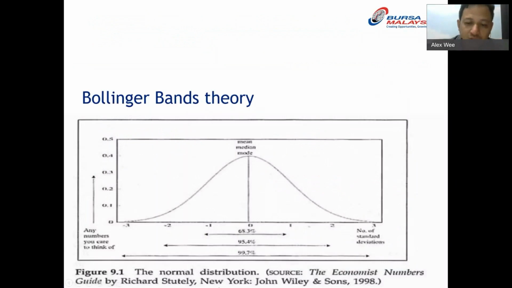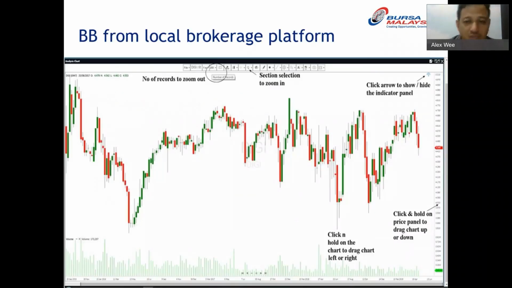So his idea was 65.3% of the time, the market price should fluctuate within 1 standard deviation. Okay, 95.4% of the time, the asset price should fluctuate within 2 standard deviations, and 99.7% of the time within 3 standard deviations. And there's only 0.3% left, which is beyond 3 standard deviations. So what John Bollinger believed is that 3 standard deviations is enough to capture 99.7% of the volatility. Okay, that was what he believed.